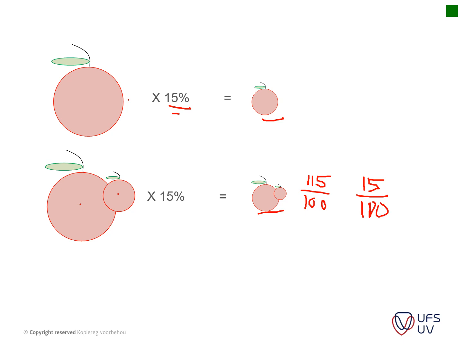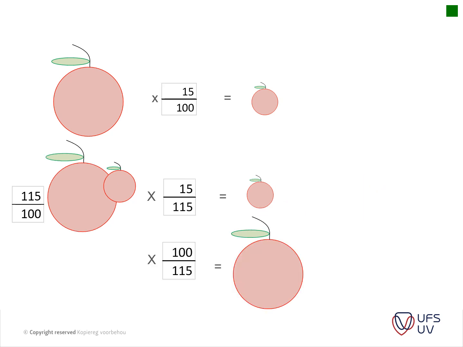Okay, good. So let's go to the next slide. Here's what I wrote out. You've got your apple, you times it with 15 over 100, which is 15%, and you get 15% on this side. That's very good, no problems there. But here you've got your 115 over 100. If you times this with 15 over 100, you will get what we had in the previous slide, that small little apple with an even smaller little apple on that.